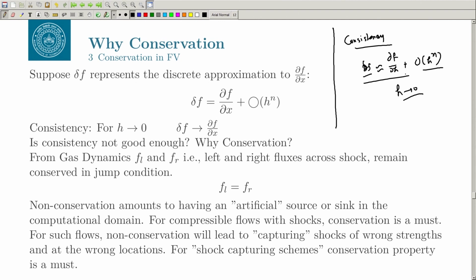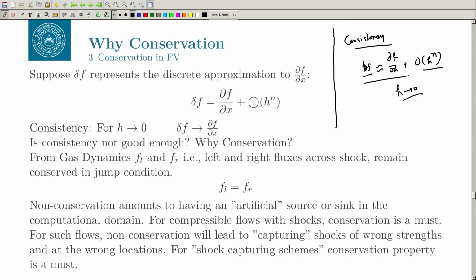This is there in finite difference also. You have to look at a scheme which is consistent. Most of the schemes are derived through Taylor series, and we found that they are consistent schemes. So, if the consistency is there, and you are using the proper stability criteria, then you should be happy. So, why do you need conservation? Why is conservation important in finite volume?